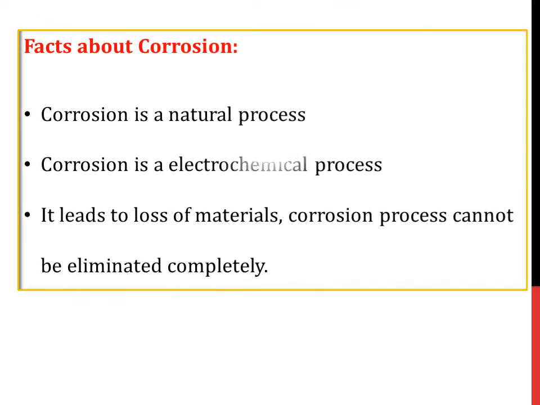Various facts about corrosion. Corrosion is a natural process which readily occurs, and it proceeds through an electrochemical reaction. Whenever we mention the term electrochemical reaction, we always come across the redox reaction. This corrosion process always leads to the destruction or loss of materials, and this problem cannot be eliminated completely. Only the extent of corrosion can be minimized, and only with advanced technology.